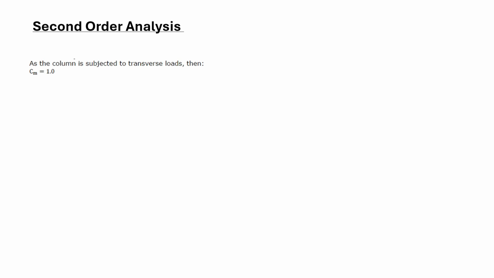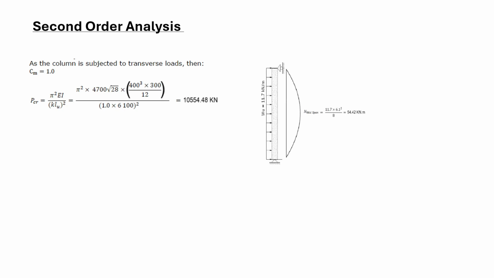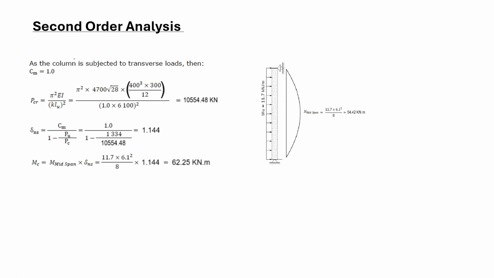The critical load is the load at which a column will buckle or fail due to instability. Finally, the second-order moment equals the mid-span moment times the magnification factor, which equals 62.25 kN·m. Now we will move to ETABS to check the results.